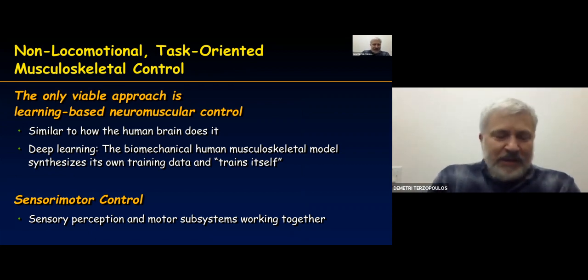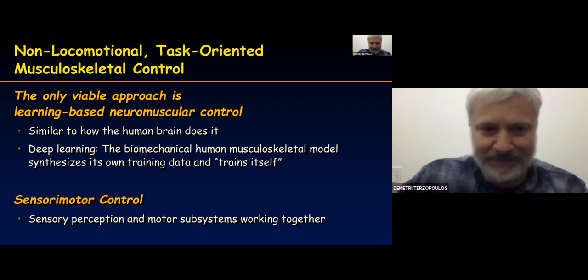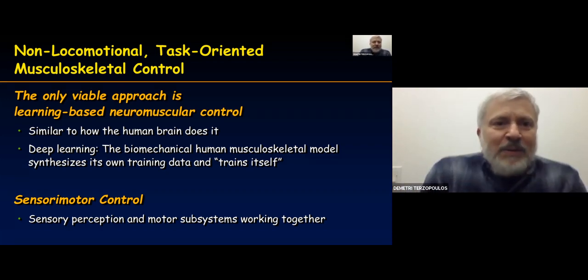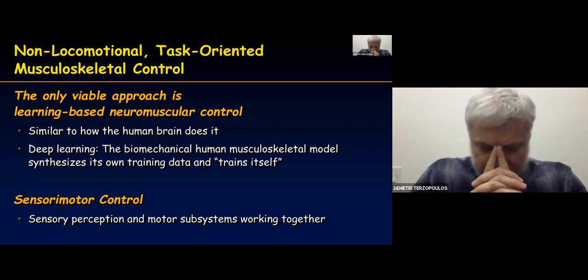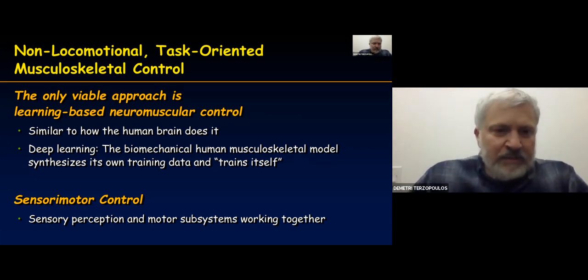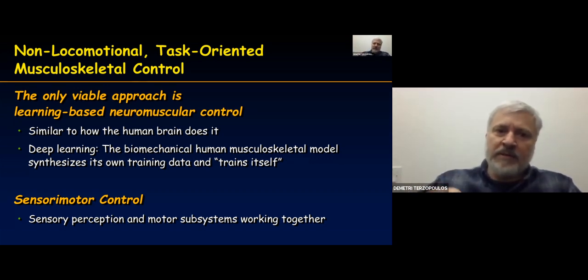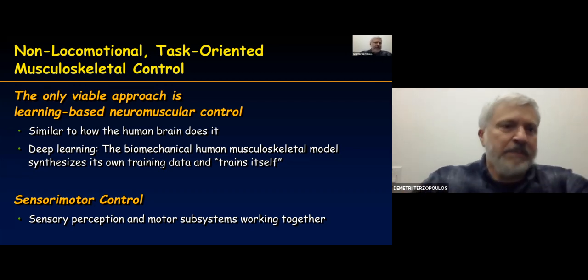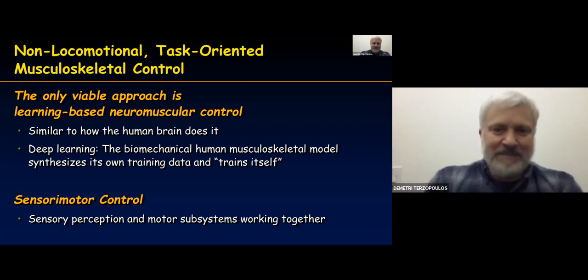It was a PhD thesis. I'm going to show you the people who worked on this later, or acknowledge them, all my students. But as I said, locomotion is actually a simpler problem than non-locomotional, task-oriented musculoskeletal control, like reaching out and picking up something, or doing the everyday things that we do that are not locomotion based. That's more difficult to do, in my opinion.